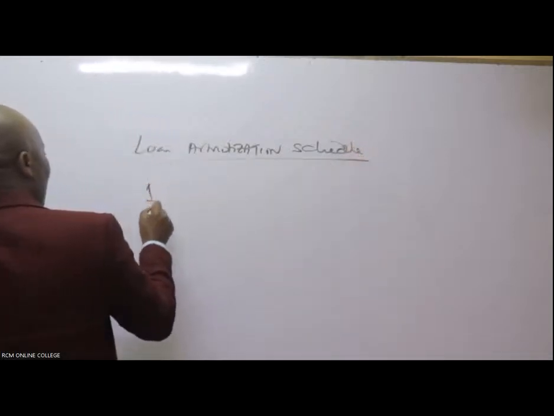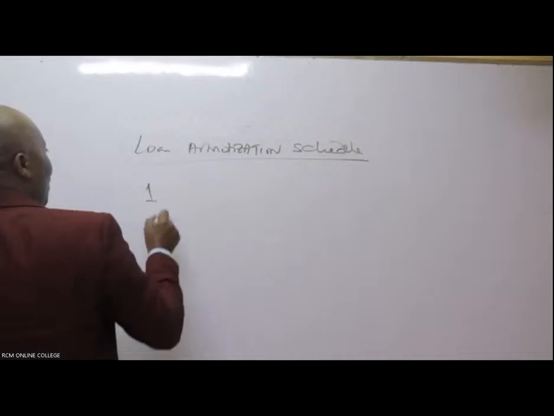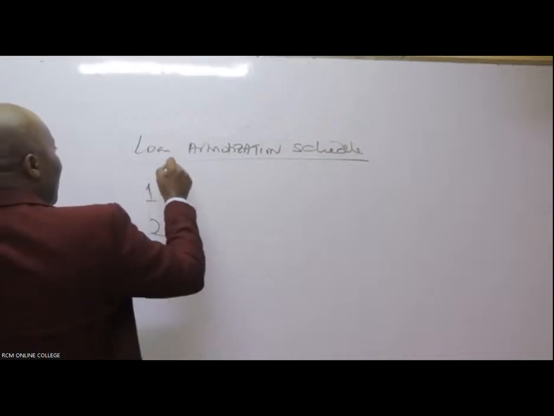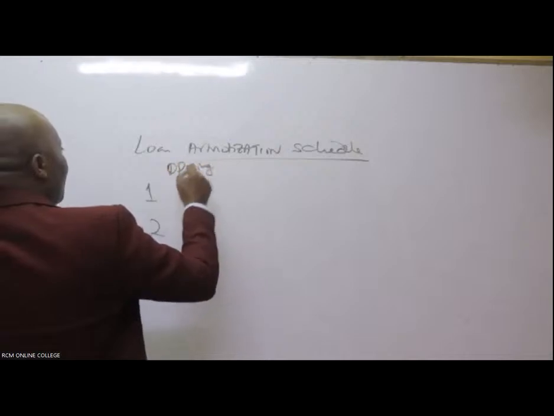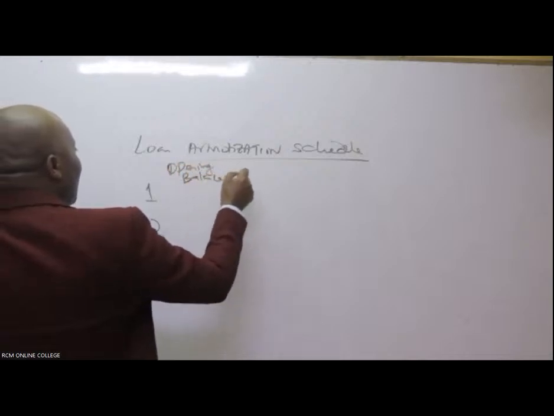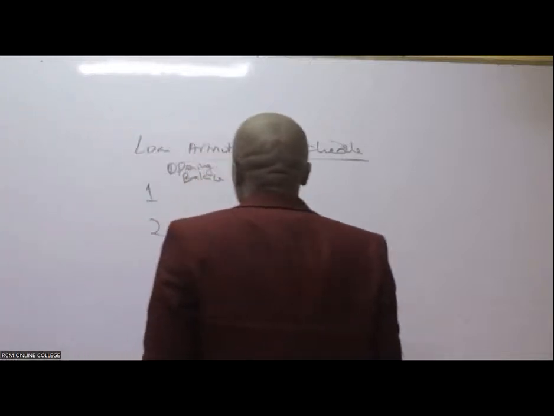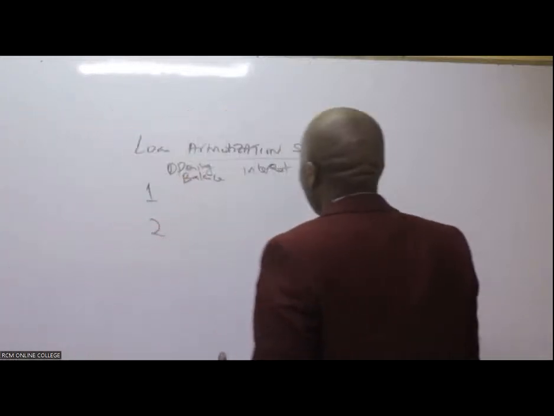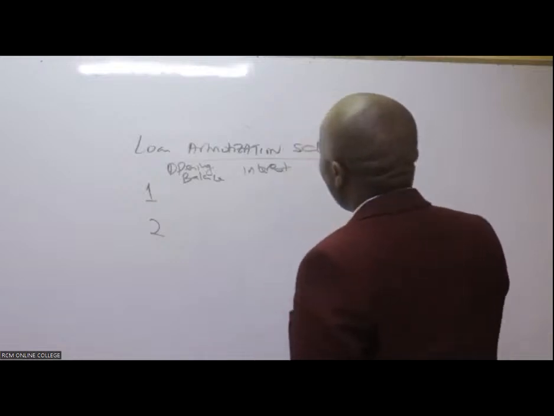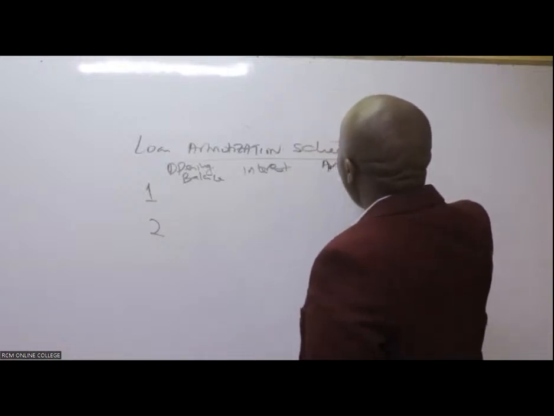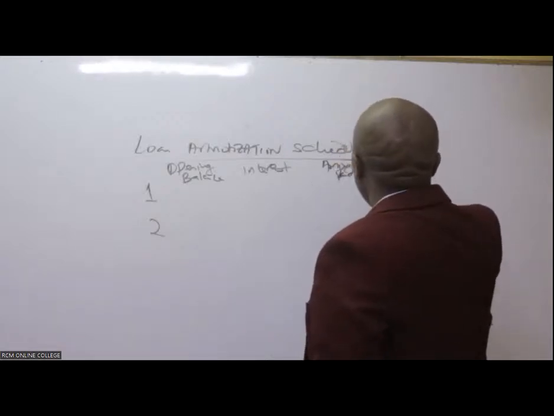So what do we have there? We have year 1, year 2. We have present value, which is the opening balance. We have interest, we have amount paid, and then we have the closing balance.